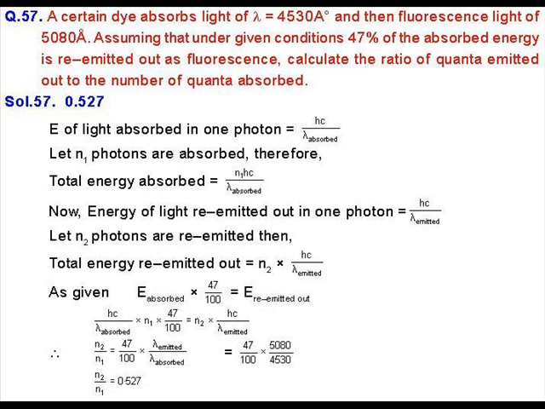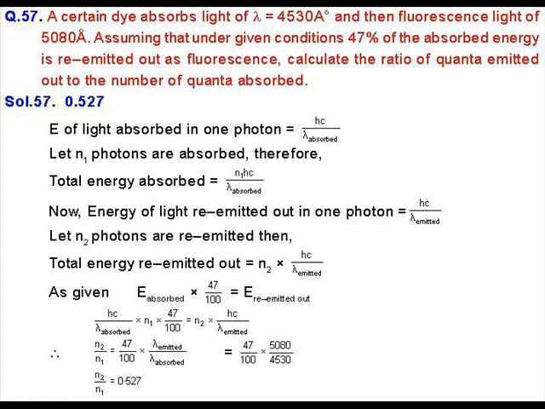Hello everyone, we are going to discuss question number 57 from MTP4. Here it's given that a dye absorbs light of this wavelength, and then light of another wavelength is emitted, and also provided that 47% of the absorbed energy is re-emitted as fluorescence. So we have to calculate the ratio of the number of quanta that are being emitted to the number of quanta that are being absorbed.